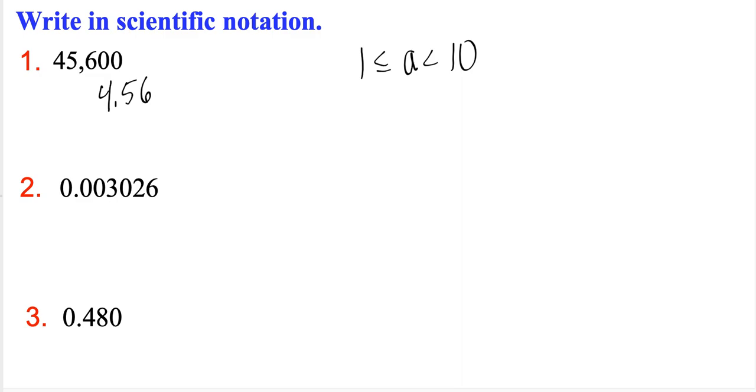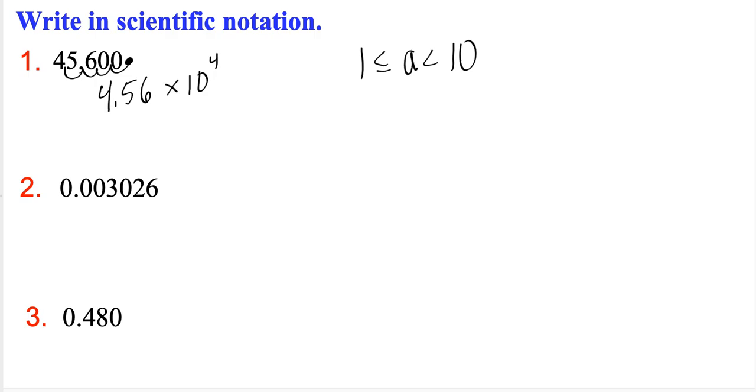But then we have to figure out how many times we move that decimal place. The decimal place is always at the back of the number when we're working with whole numbers, and we're moving it 1, 2, 3, 4 places. So that would be times 10 to the 4th.